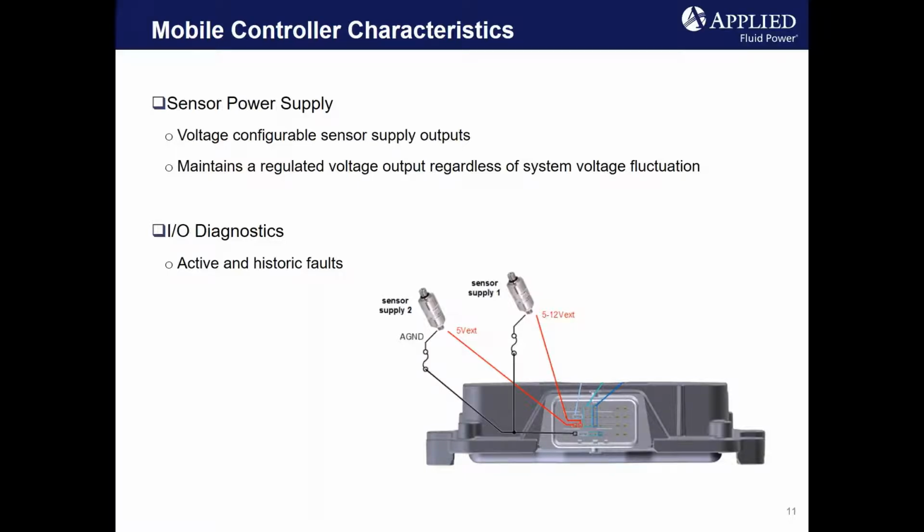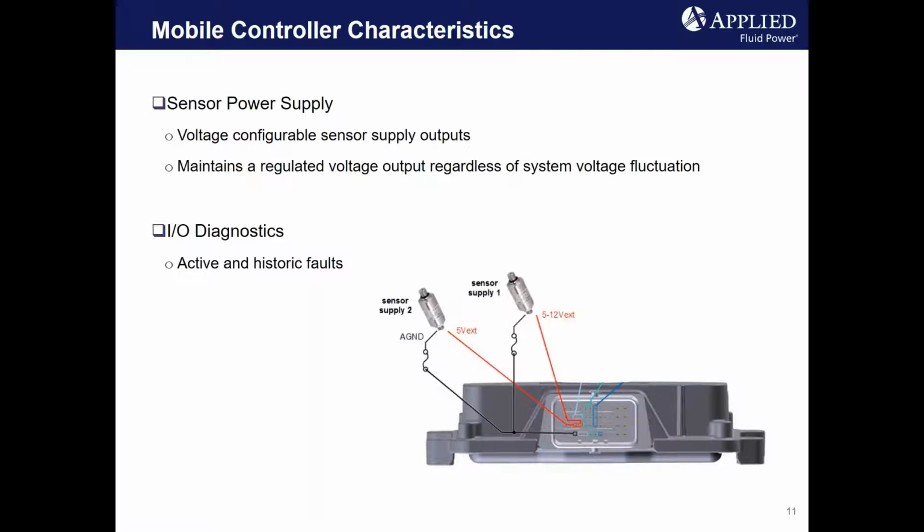So some other characteristics with mobile controllers. Mobile controllers typically have sensor power supplies. Generally there is at least one sensor supply circuit, if not more. These can be voltage configurable or fixed sensor supply outputs. Essentially they are a mini power supply for sensors that maintain a regulated voltage output regardless of system voltage fluctuation. They're generally low current, in the range of 250 milliamp supply.